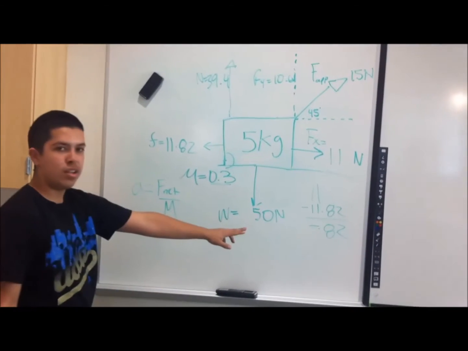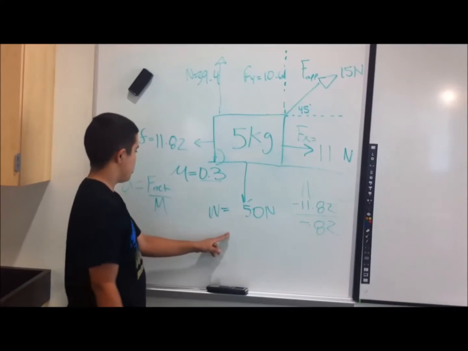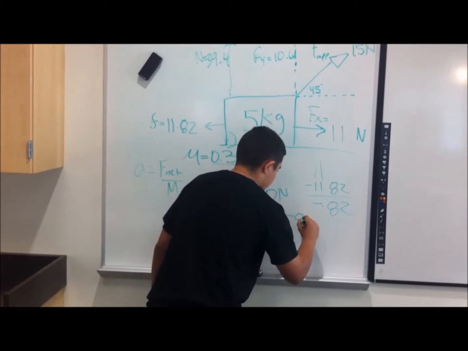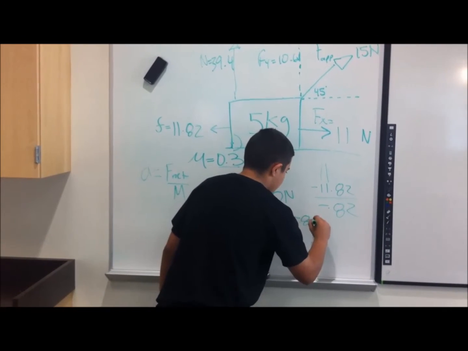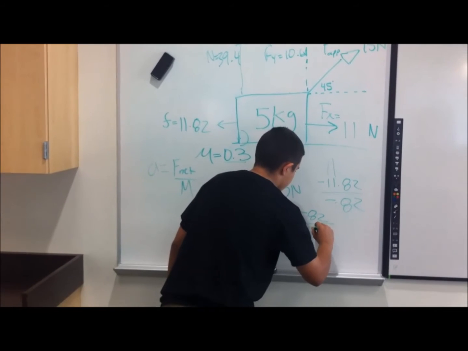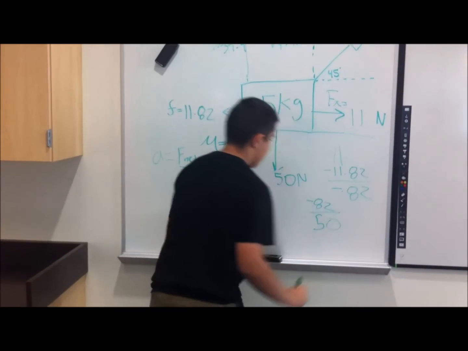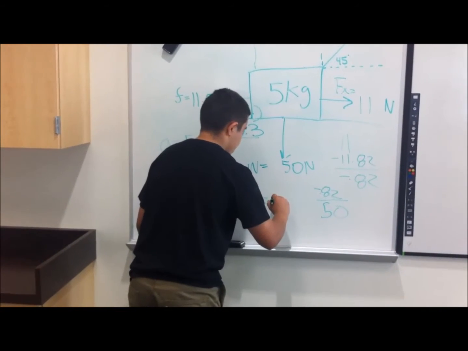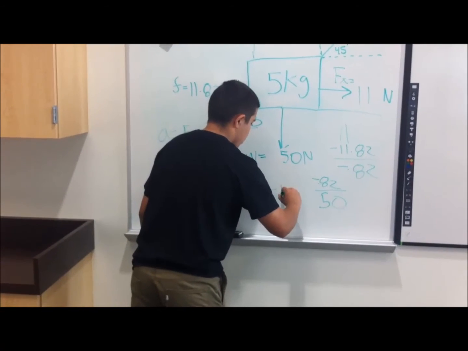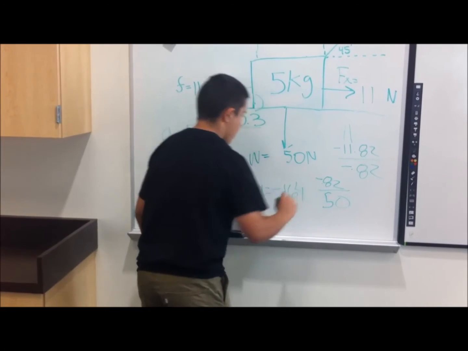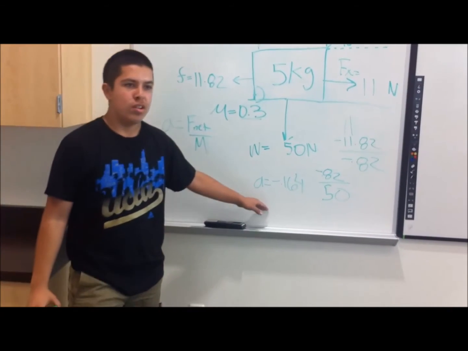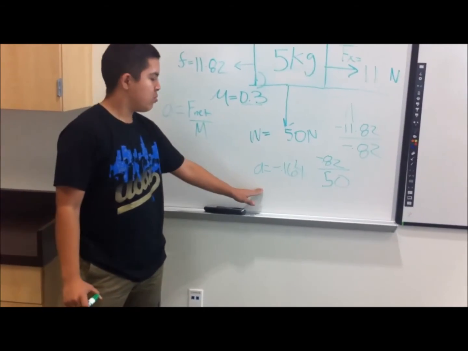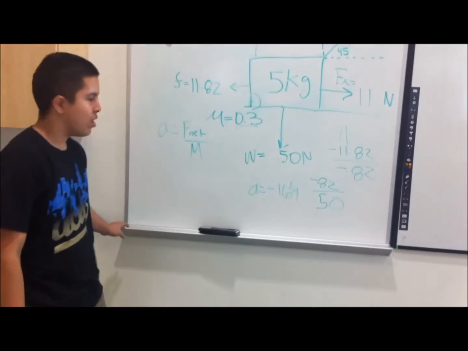Now that we found F net, you plug in your numbers and divide by mass. So plug in negative 0.82 and divide it by 50. And when you divide that, you should get acceleration equals negative 0.0164. This is such a small number that the object isn't pretty much moving. So acceleration is pretty much 0. And this is how you find acceleration.